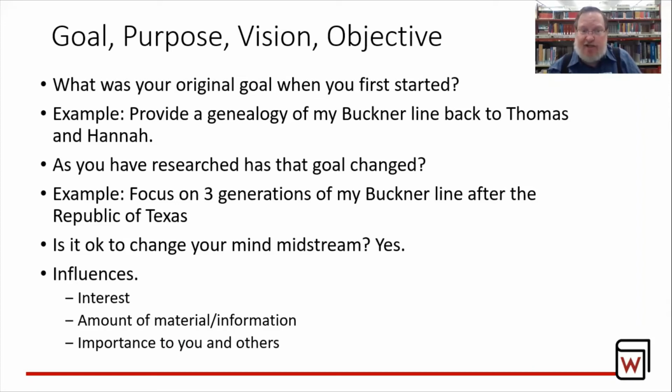Influences of that could be your interest of your family. Maybe you have a grandson that got really interested in the Civil War, and you can expand on your ancestor that fought for the Union or the Confederacy. Maybe it's the amount of material that's available to you. Maybe you thought there was a world of knowledge out there about your family, realizing that they were farmers and not much happened. And it's not very exciting, but farming can be exciting. And its importance to you and others.